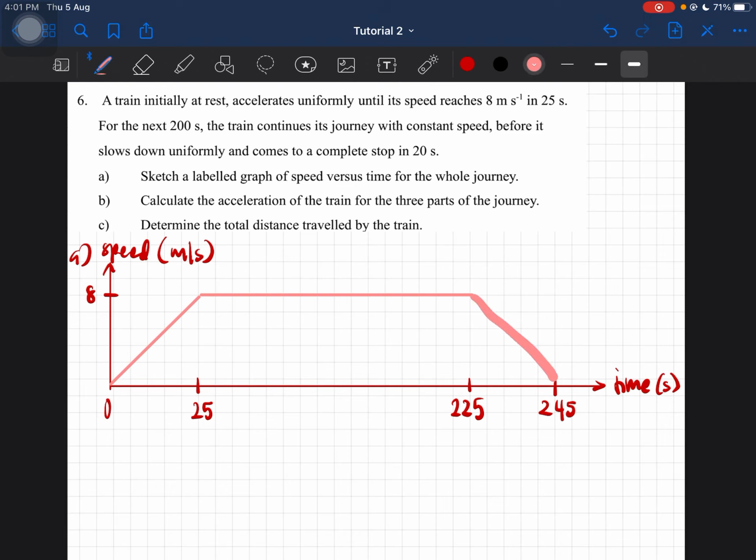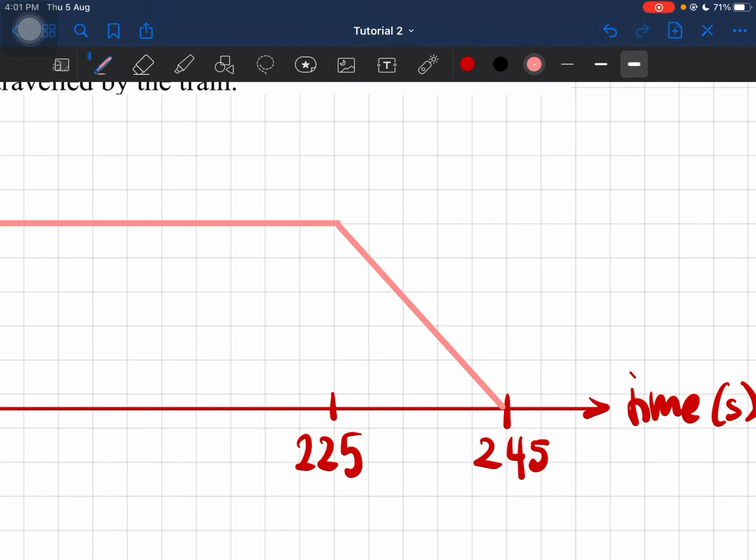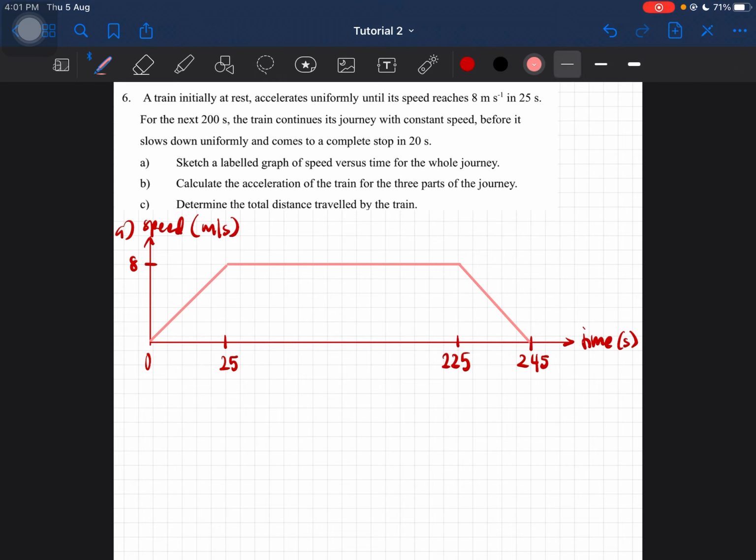So you'll get something like this. Okay, so this is something like this. So let's just do this. 8. Okay, so that is the graph of speed versus time. Make sure all are labeled along with the units, and then you're done for question A.